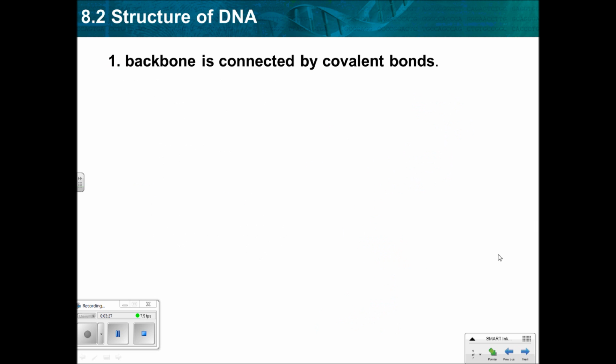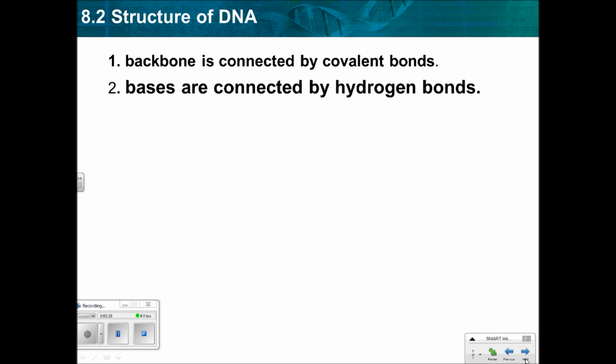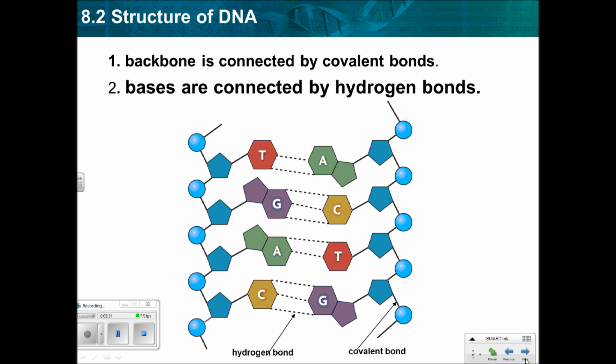Okay, now where are we at? Structure. It's A to T and C to G. You guys need to join me. Moving on here. Okay, this is under bonding, number 1 and number 2. Quickly.